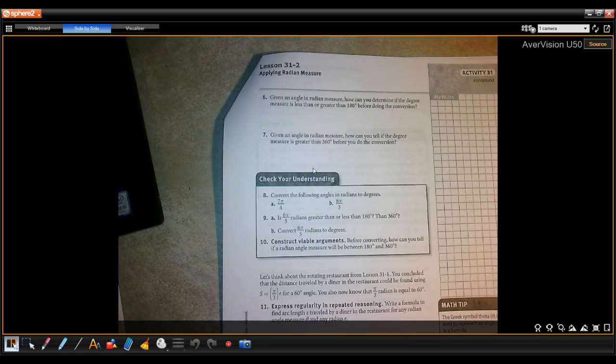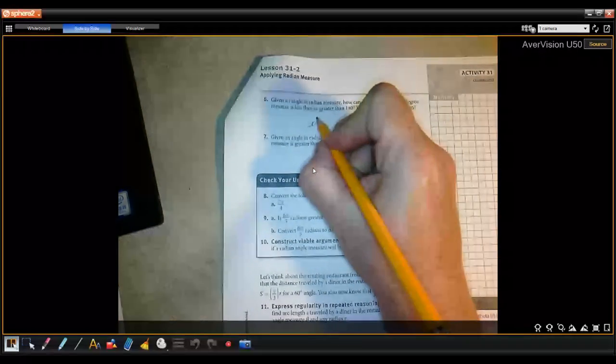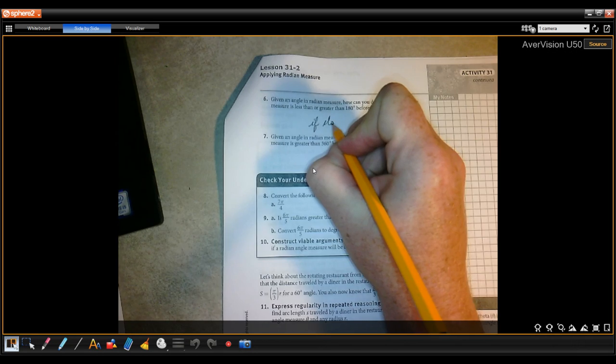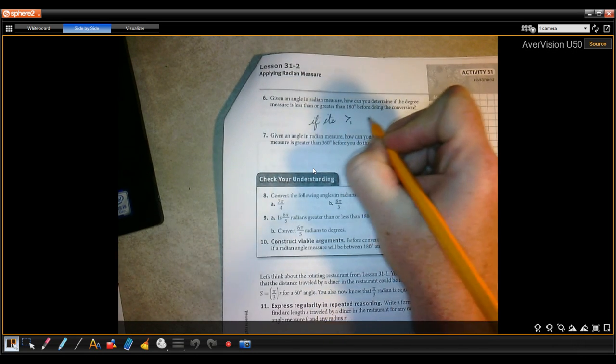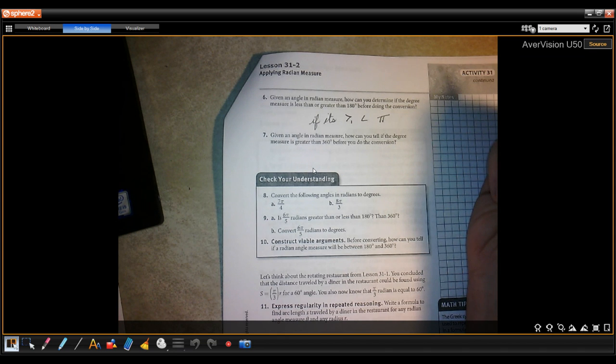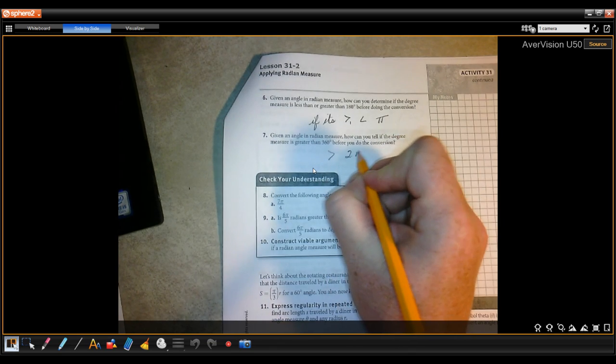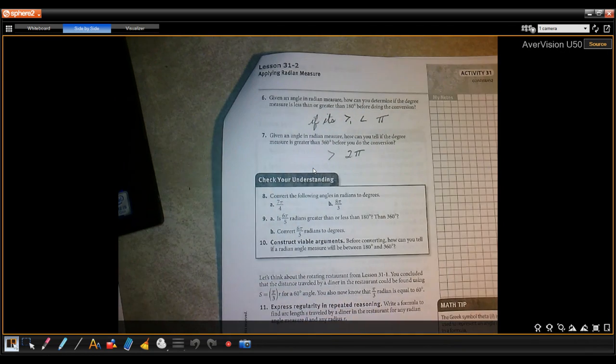Given an angle in radian measure, how can you determine if the degree measure is less than or greater than 180? If it's greater than or less than pi. So if it's greater than or less than pi, then it's going to be greater than or less than 180. Given an angle in radian measure, how can you tell the degree measure is greater than 360? Well, if it's greater than 2 pi. Because remember, 180 is equivalent to pi, 360 is equivalent to 2 pi.